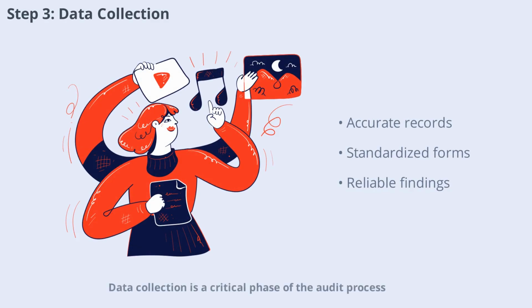Data collection is a critical phase of the audit process. Radiography teams gather information on current practices, often through reviewing patient records, imaging reports, or direct observation. Accurate data collection ensures that the audit findings are reliable and actionable. It's important to use standardized forms or checklists to maintain consistency and minimize bias during this stage.